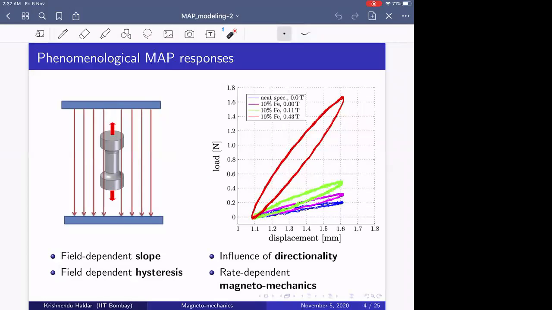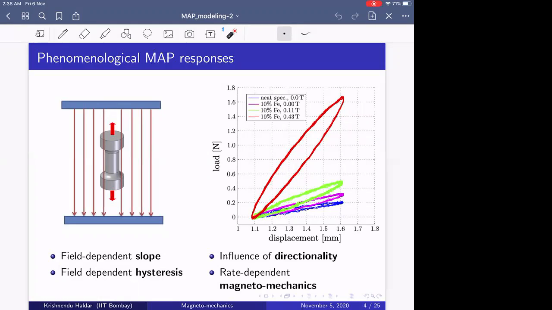And when you perform mechanical testing at different magnetic fields, these are the experimental responses you receive from your testing machine. When you increase the magnetic intensity, like this blue line is for H equal to 0, and then you keep increasing up to almost 0.5 Tesla, you clearly see your stiffness is changing as well as the hysteresis loop. So phenomenologically, you clearly observe these very strong or very prominent changes.